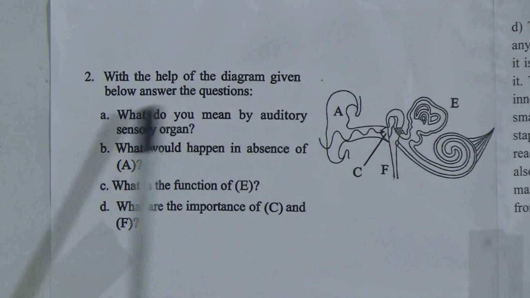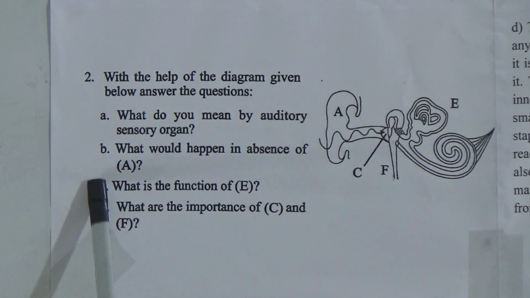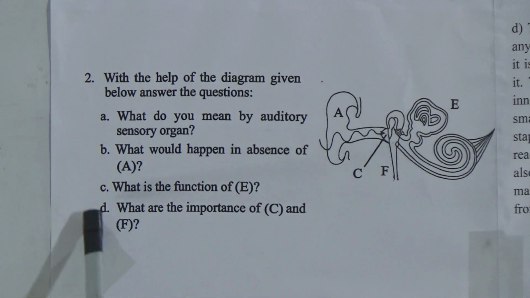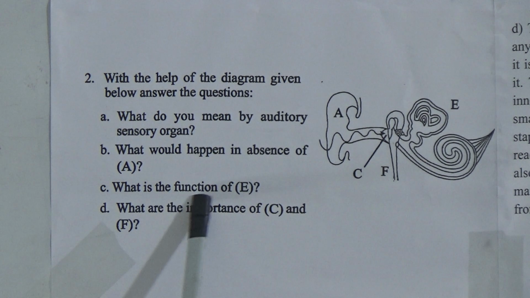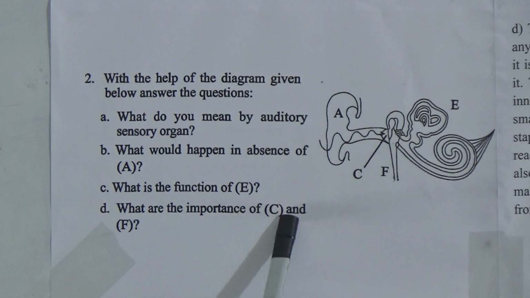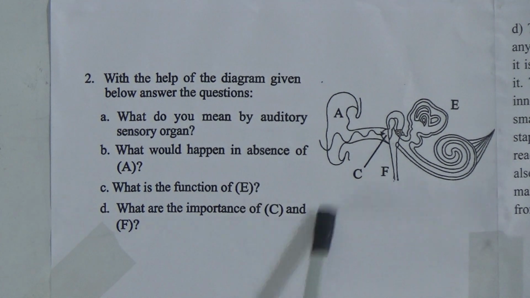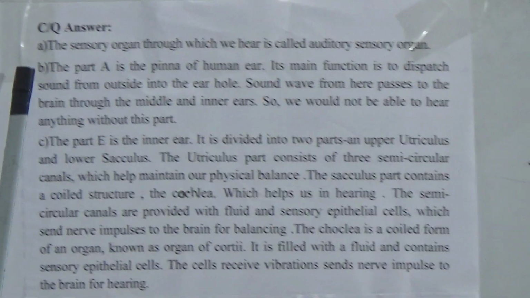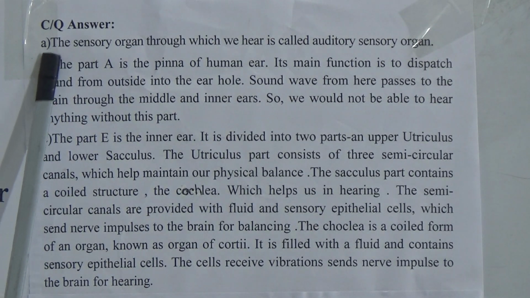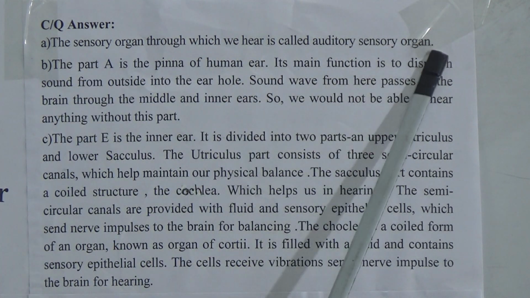Now come to our question. What do you mean by auditory sensory organs? The second question is, what would happen in absence of A? The third question is, what is the function of E? And the last question is, what is the importance of C and F? Now we will discuss the answers to these questions. The first question was, what do you mean by auditory sensory organ? The answer is, the sensory organ through which we hear is called the auditory sensory organ.